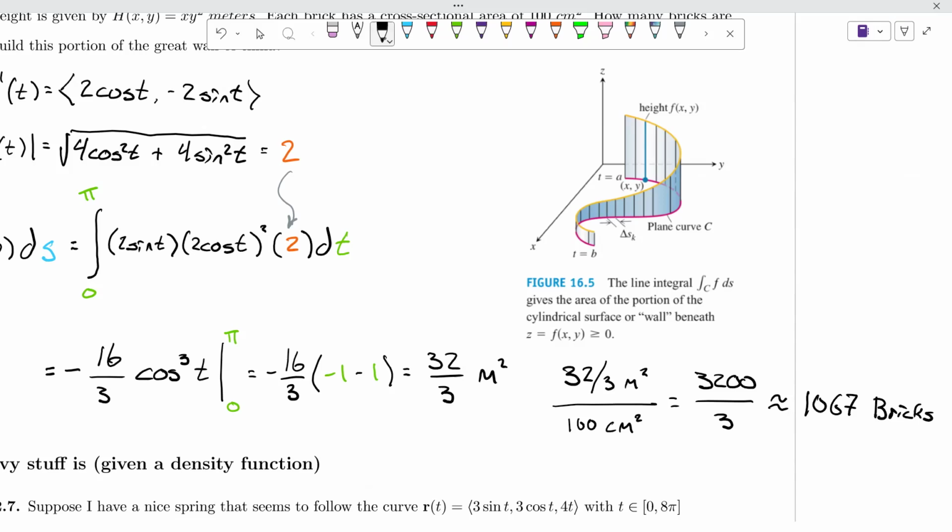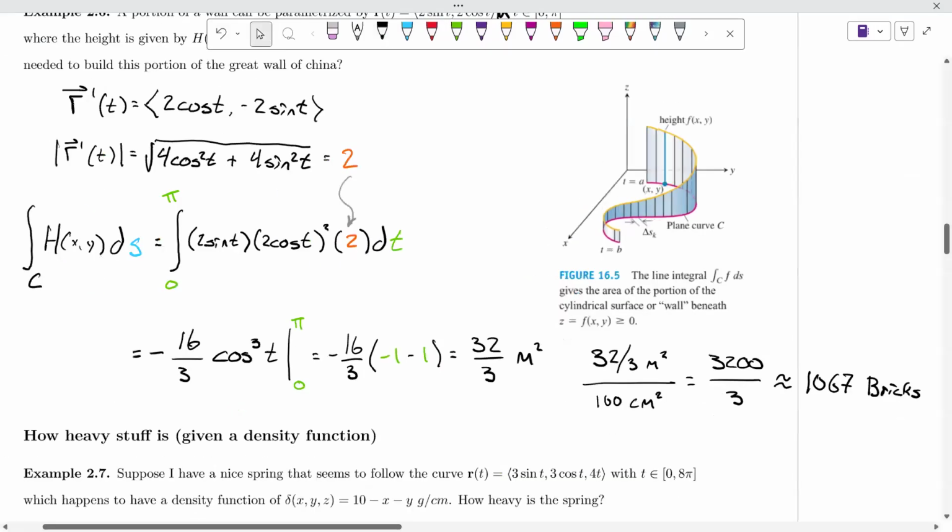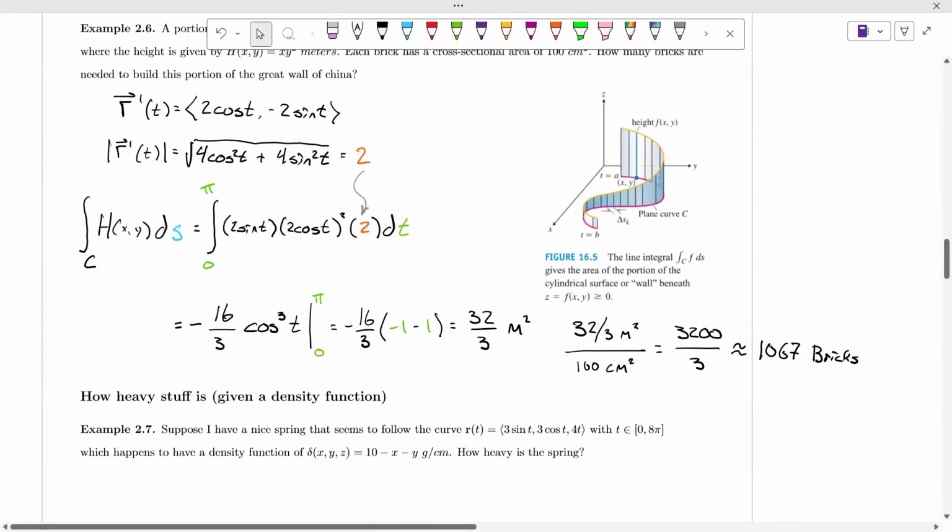I think a quick scan of your calculator will tell you 1066.666, repeating, of course. So I'll just round that up to 1067. All right. Let's go look at another one.